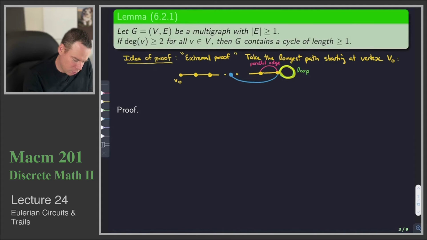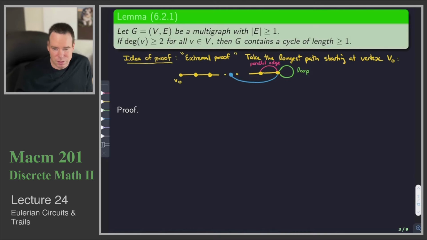Either this loop is the cycle we were looking for, or these two parallel edges, just bouncing back and forth on them, give us our cycle, or this blue edge gives us a cycle we were looking for. And so we've got the idea of our proof all laid out here.